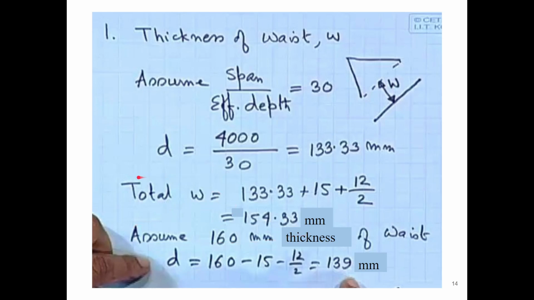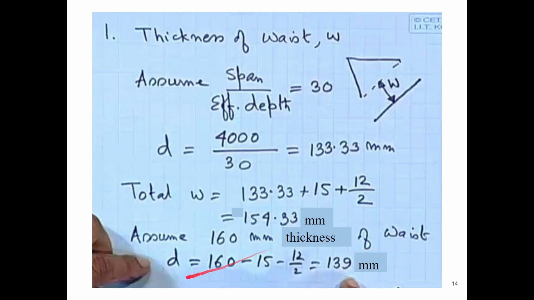Right? So this is the minimum required amount of waist, which is required for a span by effective depth value of 30, that is the slenderness ratio, a clear cover of 15, and a rebar diameter of 12 mm, right? So that is the minimum required. So let us take it to be 160 millimeters. Okay, let us take the thickness of waist to be 160 millimeters.